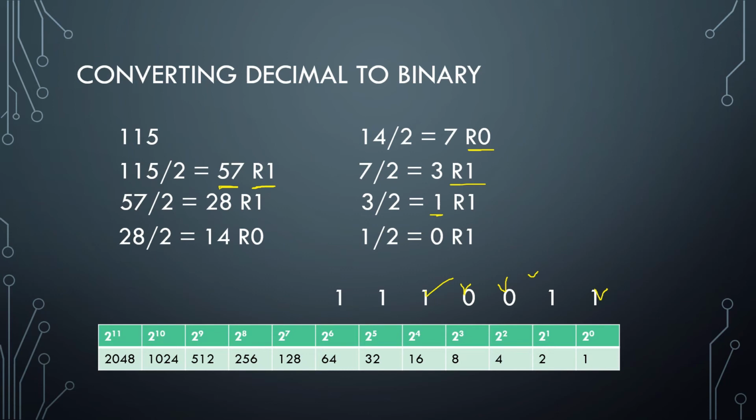And of course, when we end up with this 0 right here, we know we can't divide any further. So this is our complete number. And this extra 0 that we're adding is just completing the byte. So this is giving us a full byte of information, 8 bits.